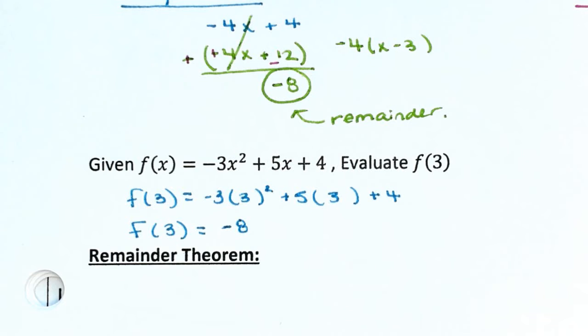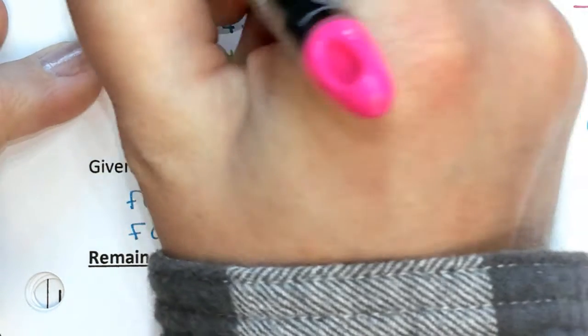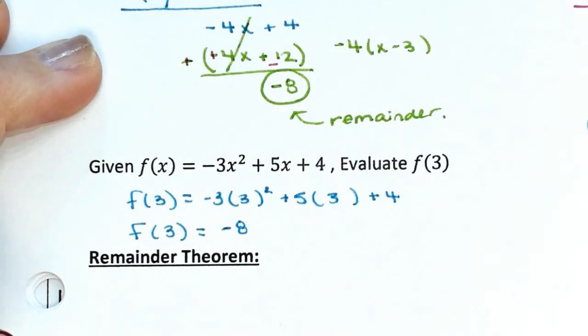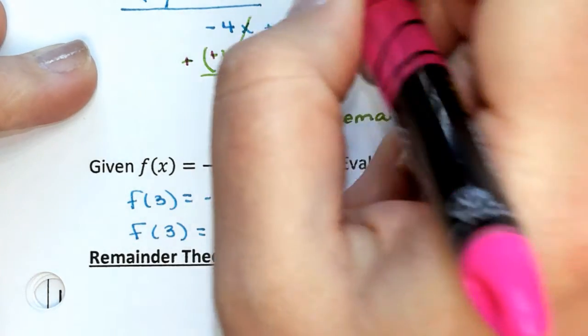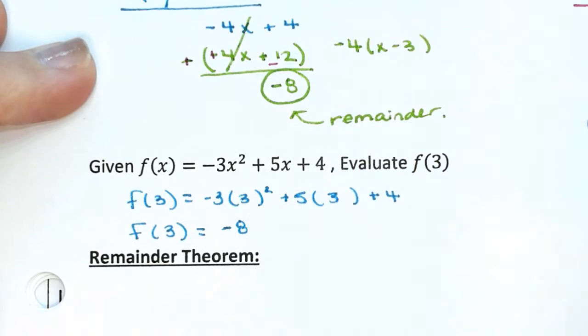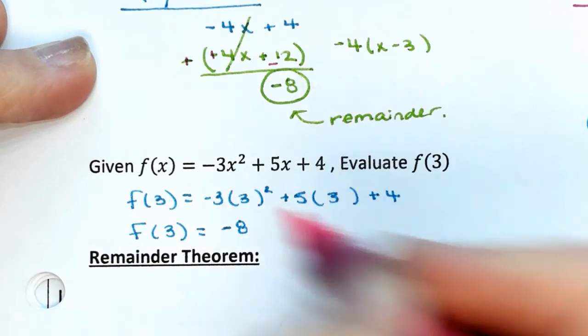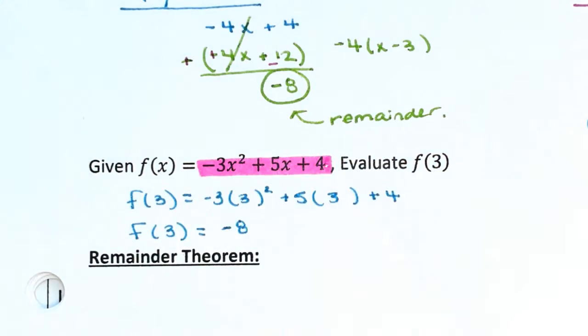So we're getting negative 8. Anyone notice anything? It was the remainder. So let's take a look at what we actually are looking at then. This equation is what we started with, both here and technically here and there.